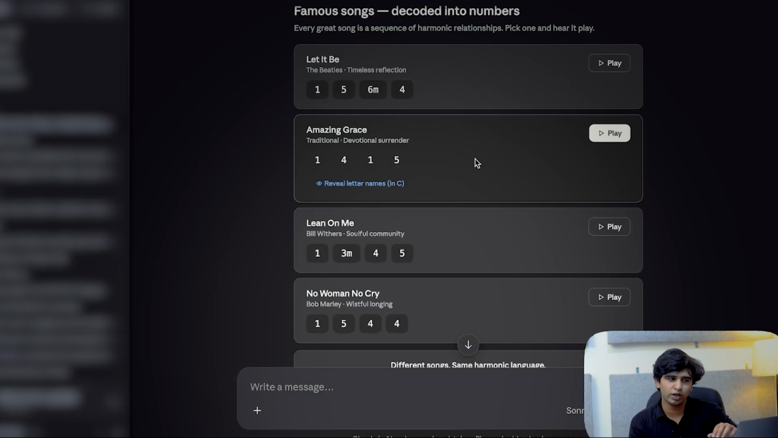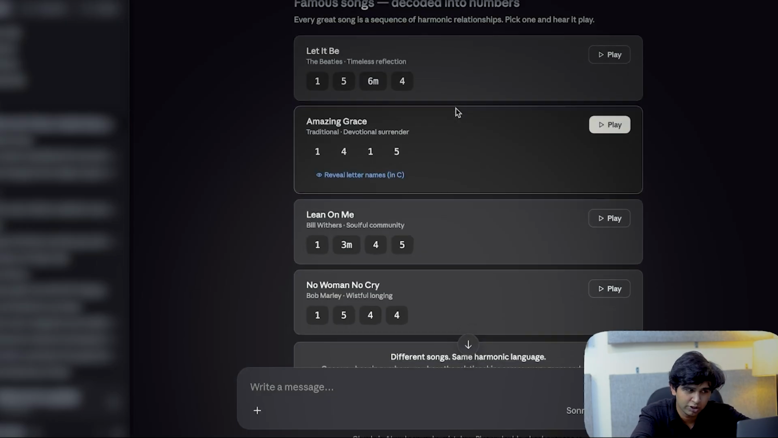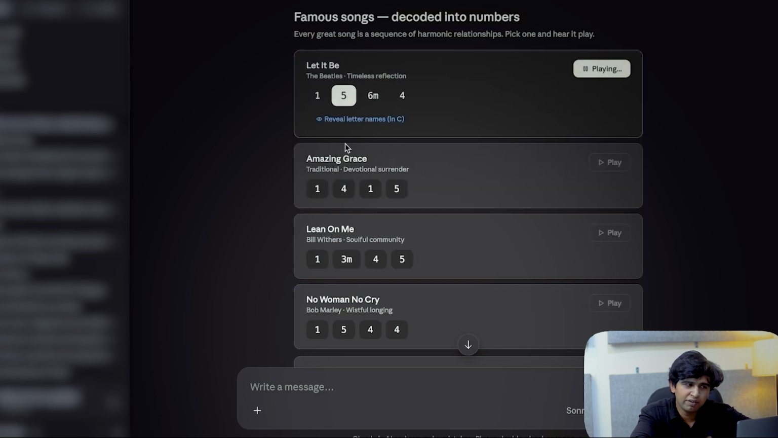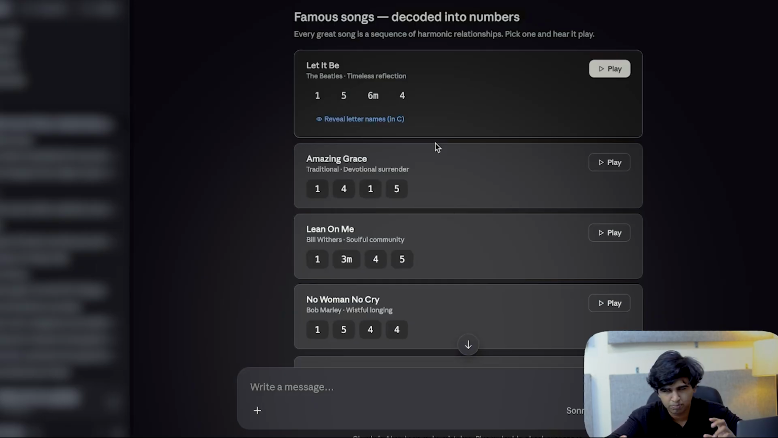But now when I was growing older, as I learned about the number system, let's talk about the number system. Let It Be, the chords are 1, 5, 6 minor, 4. And this is the progression which goes on throughout the song. It changes a bit, but this is mostly the progression of the song. Now you just need to know this progression.